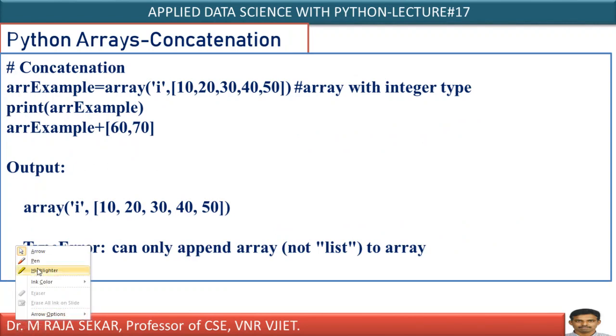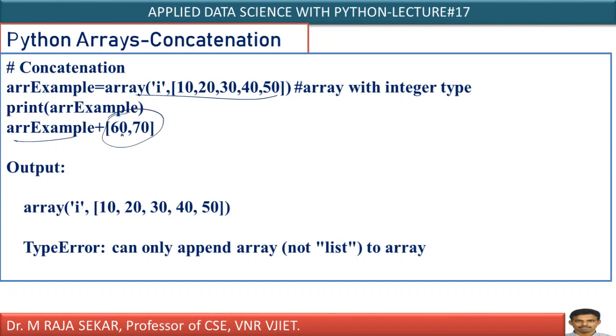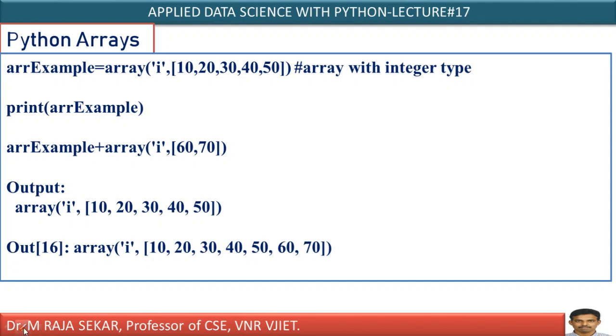Concatenation, here I have one simple example. Array example is an integer array, to which I am trying to concatenate a list. This 60, 70 is a list. I cannot concatenate an integer array with a list, isn't it? Therefore, it will generate an error. Print array example will display this array, but while concatenating it will display a type error: can only append array to array. Your array cannot be appended to a list. That's what this error message says, isn't it?